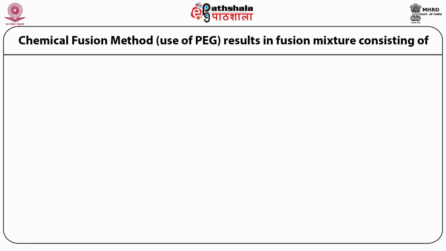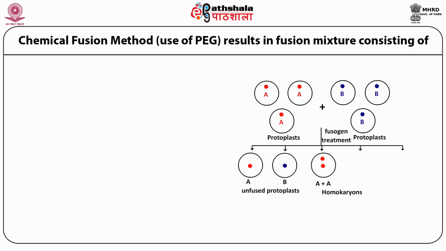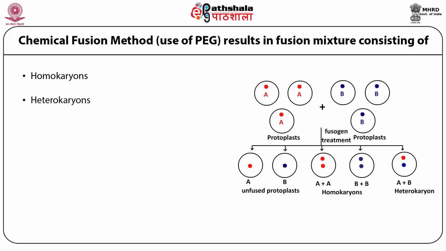In case of the chemical fusion method, if you look at this figure, you have two kinds of protoplasts. So I'm just showing one with red chromosomes and the other one with blue chromosomes. So you will get fusion of both reds, both blues, or you will have one red, one blue. And you will also have protoplasts which don't divide. So you have undivided protoplasts, you have homokaryons, that is, two similar kinds of protoplasts fuse, and you have heterokaryons where you have different kinds of protoplasts being fused.